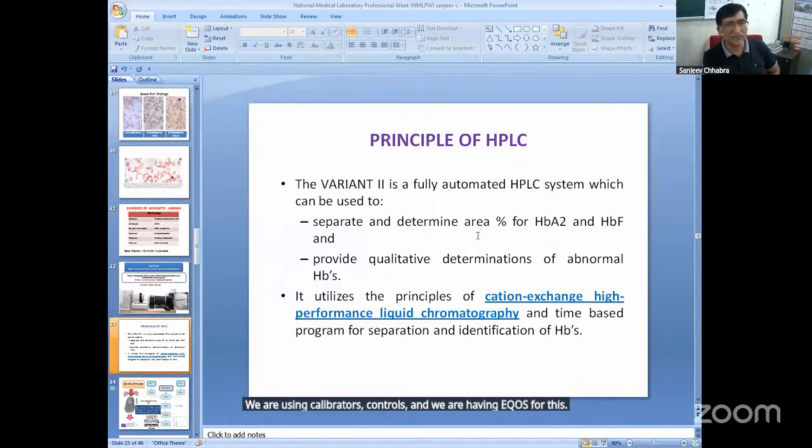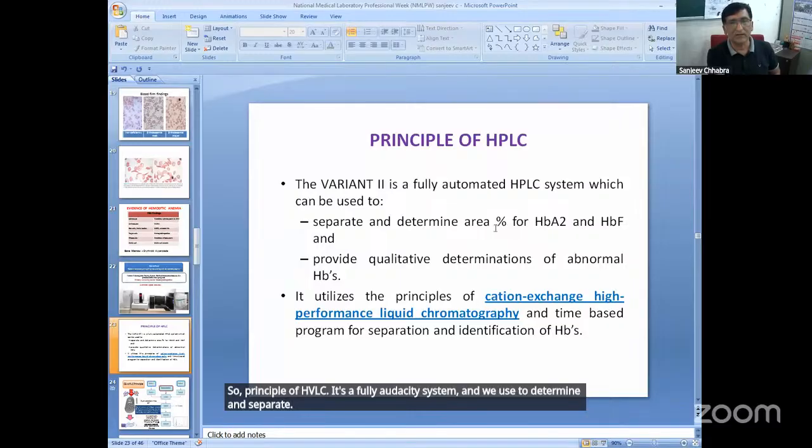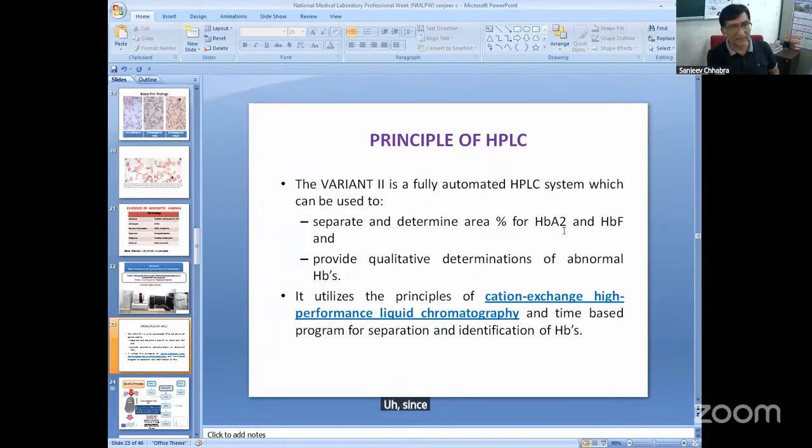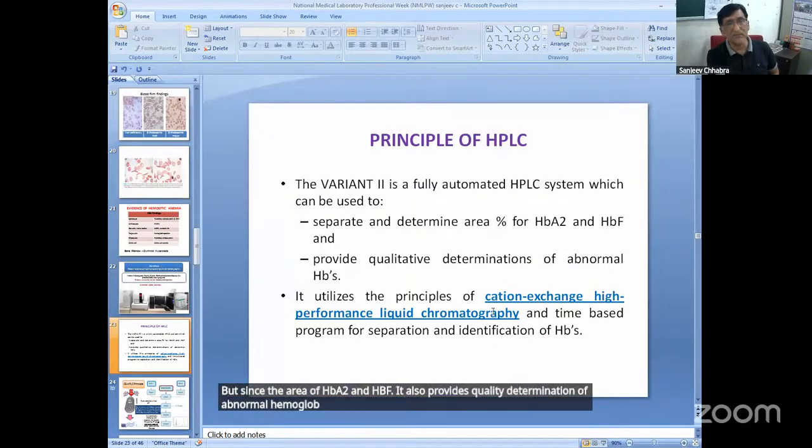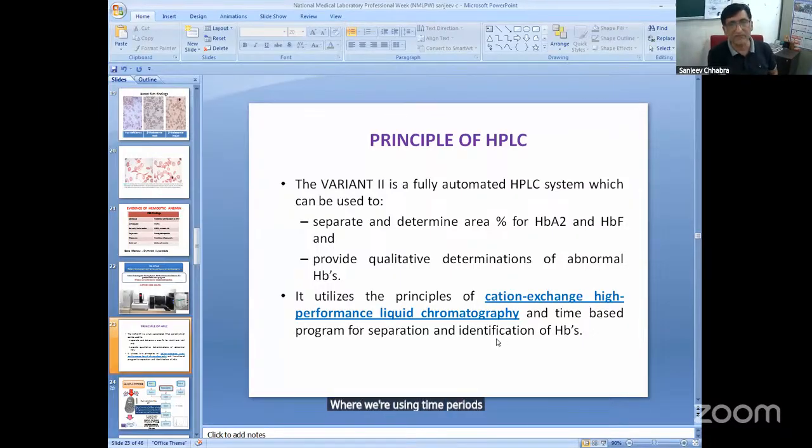It's the principle of HPLC. It's a fully automated HPLC system, and we use it to determine and separate the percentage area of HbA2 and HbF. It also provides qualitative determination of abnormal hemoglobins. It uses the principle of high performance liquid chromatography. It's time based. There are two types of programs: time based or volume based in HPLC. Here we are using time based for separation and identification of hemoglobins.